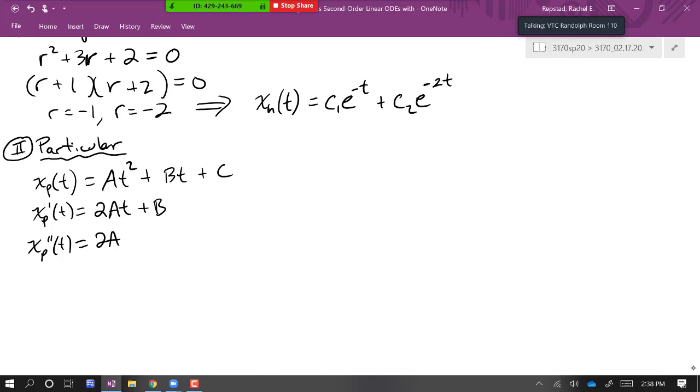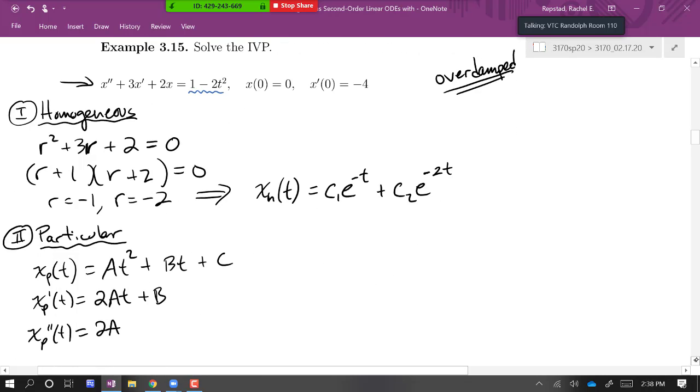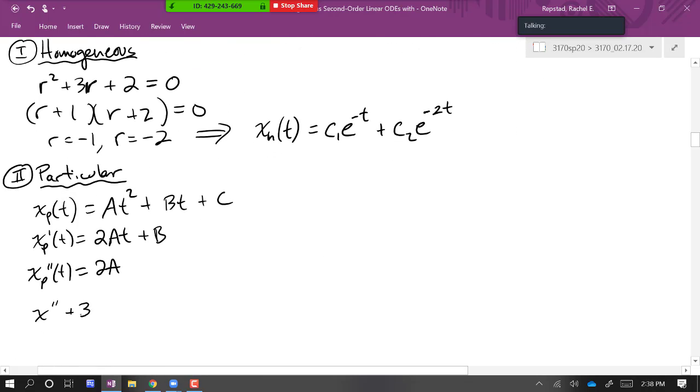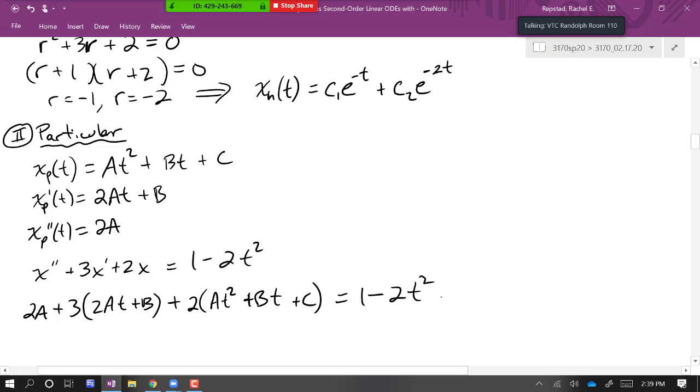Okay, so we have our function, we have the first and second derivatives. Now I'm just going to rewrite this equation. X double prime plus 3x prime plus 2x is supposed to equal 1 minus 2t squared. So now I'm just going to plug in this stuff. So x double prime, 2a, plus 3 times x prime, I got to use parentheses here, 2at plus b, plus 2x, so that's 2 times our function, at squared plus bt plus c, equals 1 minus 2t squared.